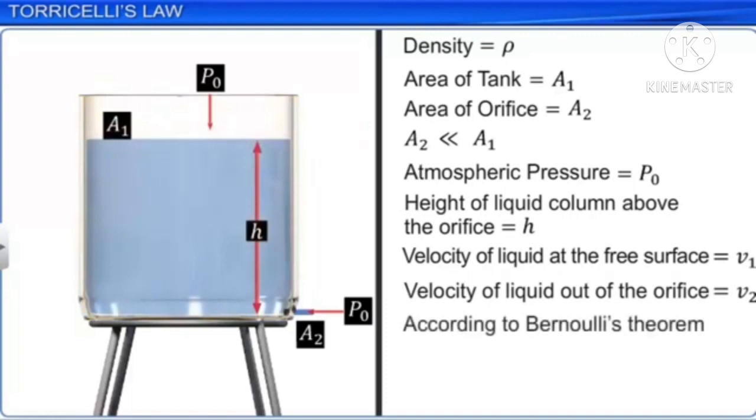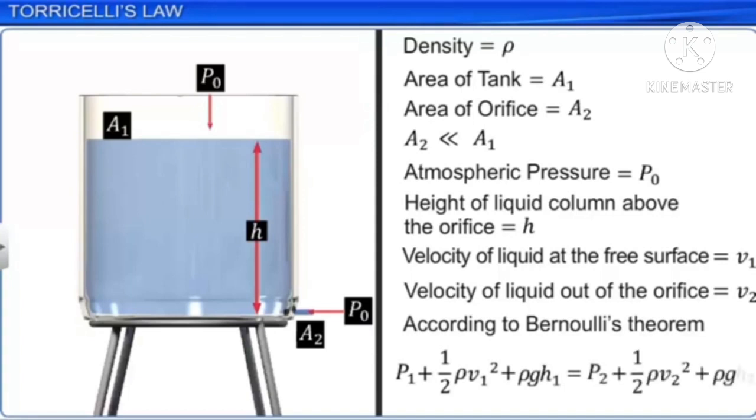According to Bernoulli's theorem, P1 plus half ρV1 square plus ρgH1 is equal to P2 plus half ρV2 square plus ρgH2, where P1, V1 and H1 are the pressure, velocity and height of the liquid at position 1 and P2, V2 and H2 are the pressure, velocity and height of the liquid at position 2 respectively.